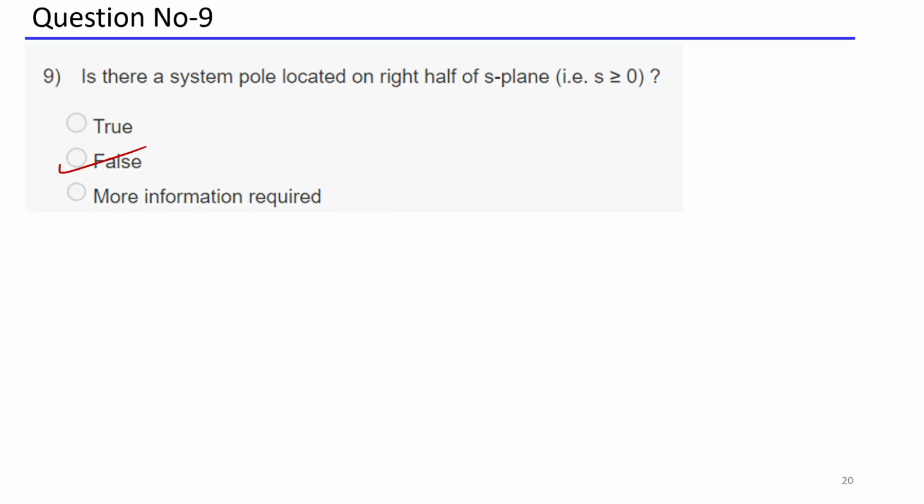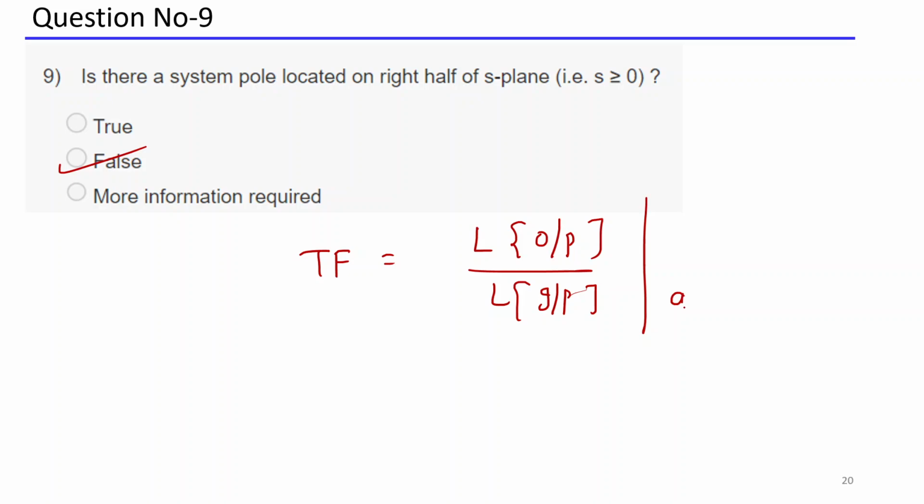We have not taught anything about the transfer function. Transfer function, you already know that if the input is there. Let me give a brief introduction of the transfer function. Transfer function is nothing but you find the Laplace transformation of the output divided by the Laplace transformation of the input, when all the initial conditions you have to make 0.